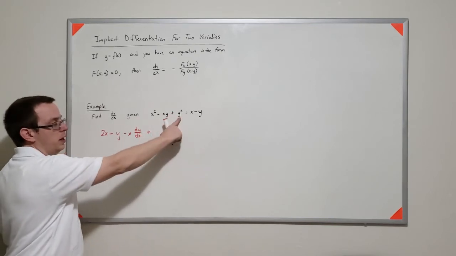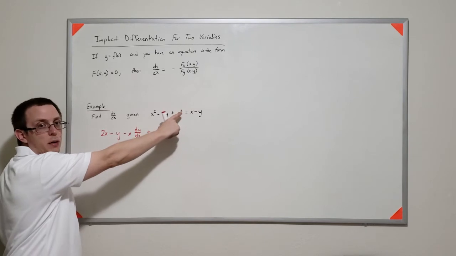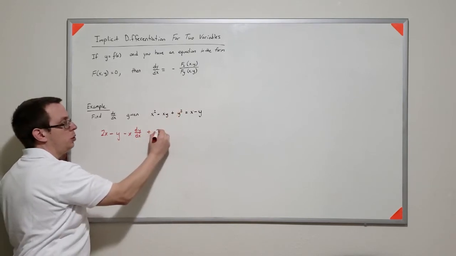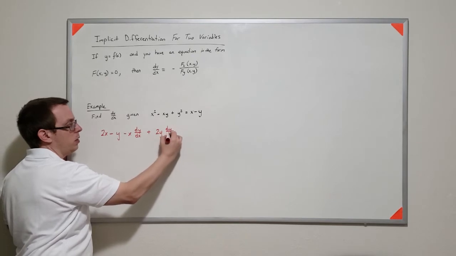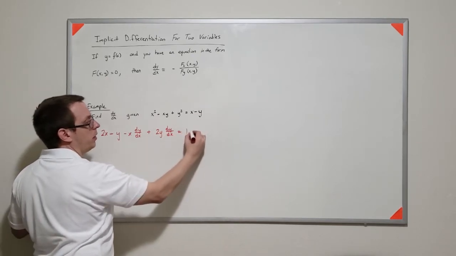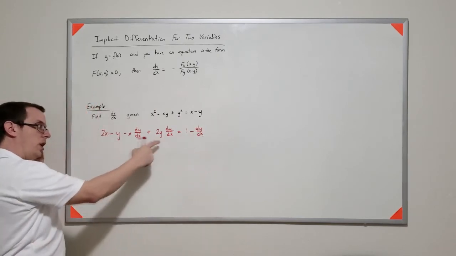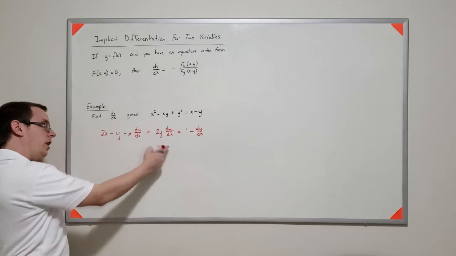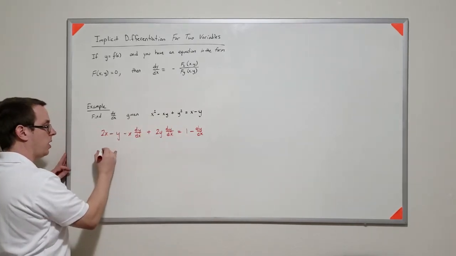Then we have to take the derivative here. Well, y is a function of x, so this is like a power rule applied to y. The derivative of y squared gives 2y dy/dx, the derivative of x is 1, and the derivative of y is dy/dx. So then we need to get all the dy/dx's on one side and all the non-dy/dx's on the other side.